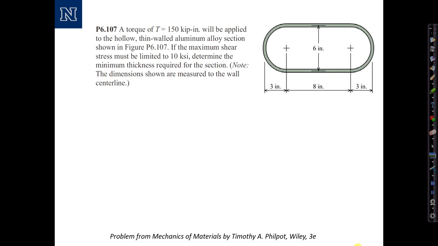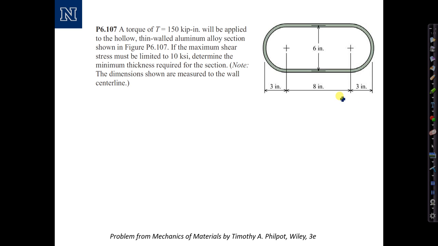This is a problem from Mechanics of Materials by Timothy Philpott, Wiley 3rd edition. The problem reads, a torque of T equals 150 kip inches will be applied to the hollow thin-walled aluminum alloy section, and the section geometry is shown in this figure here. If the maximum shear stress must be limited to 10 ksi, determine the minimum thickness required for the section. And we can assume all dimensions to be centerline or midline dimensions.